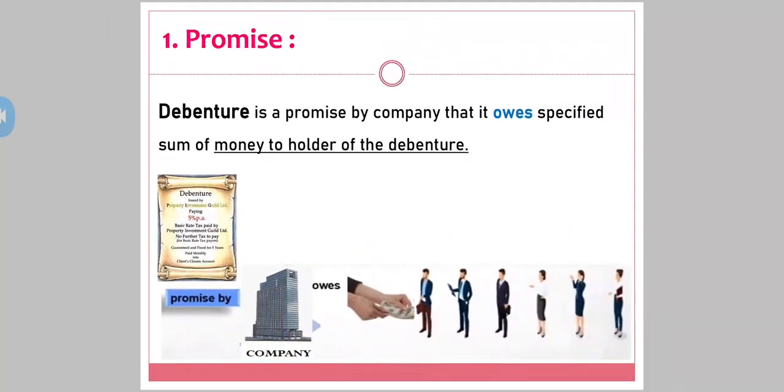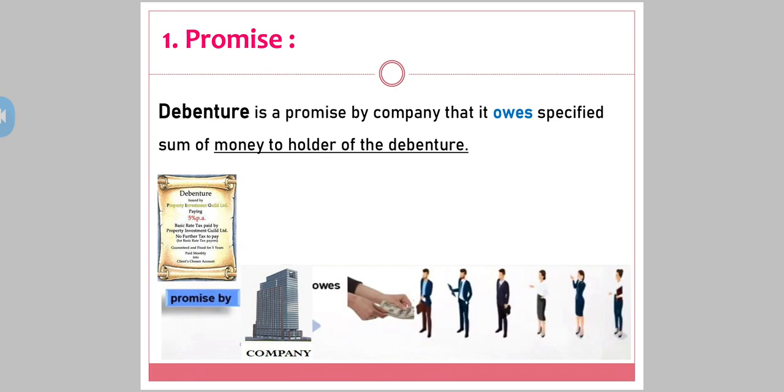So everything that is written on that paper, that is the debenture certificate, is nothing but a promise made by the company to the debenture holder. See, a debenture is a promise by the company that it owes a specified sum of money to the holder of the debenture. It means that the company has given in writing that it owes a certain amount of money to the debenture holder, which the company is going to repay after a certain period of time.